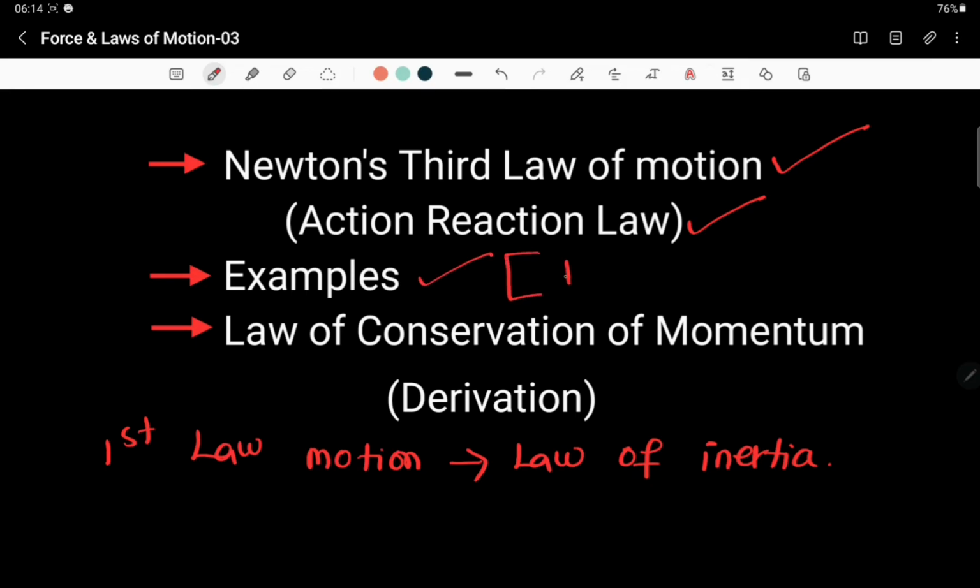Examples, there is one more word for that, which is called illustrations. In the question paper, they will be using the word illustrations. Illustrations is nothing but examples. Alright? Then we'll have a derivation on the law of conservation of momentum. Very important point, very important derivation, which is very important for your numericals.